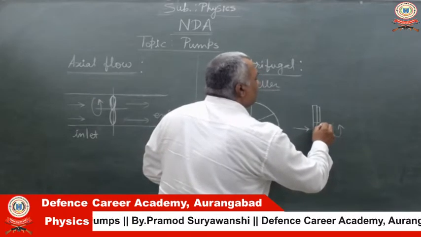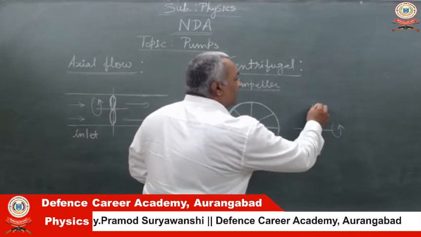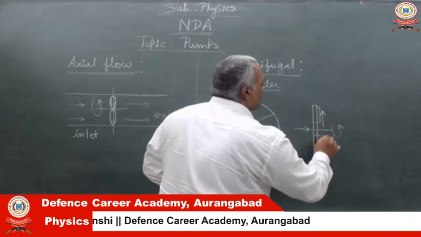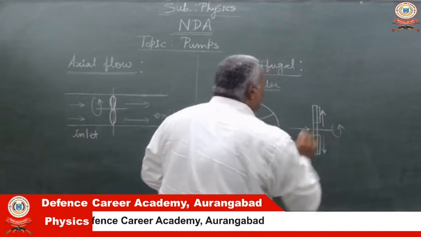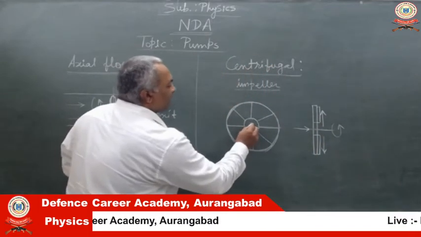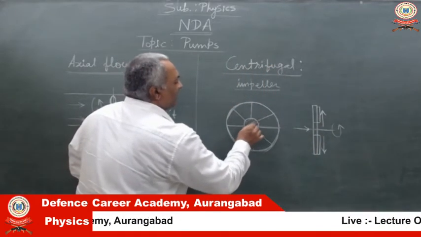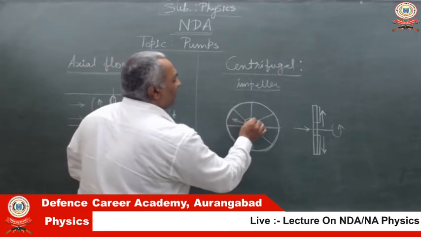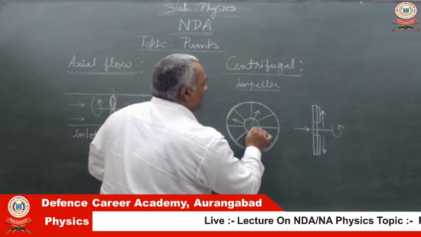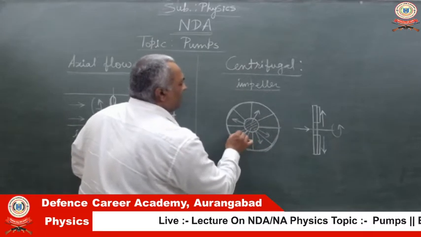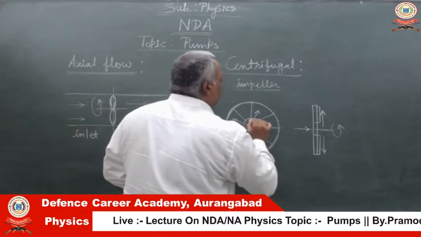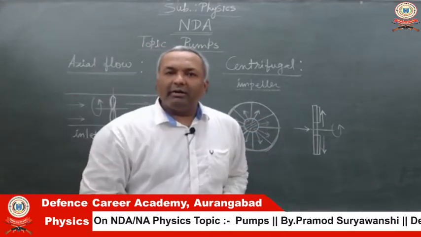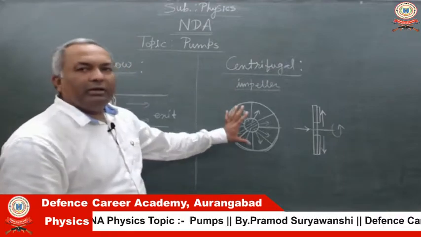Because of the centrifugal force exerted by the rotational motion of the impeller, the liquid is forced away from the axis of rotation. In this view, the liquid is coming in axially, and it is getting pushed away radially. The reason behind this push is the centrifugal force exerted by the impeller on the liquid.